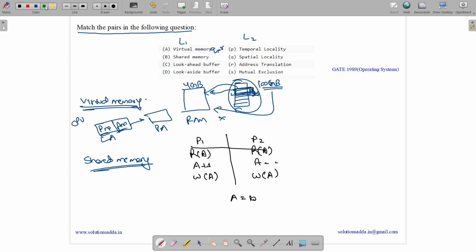Now if they are executed one after another, which means P1 followed by P2 or P2 followed by P1, P1 will read 10, increment it to 11 in its local memory and then write 11 over here. Then P2 will come and read A to be 11, decrement 11 to 10, then write 10 over here. So the final output would be 10.